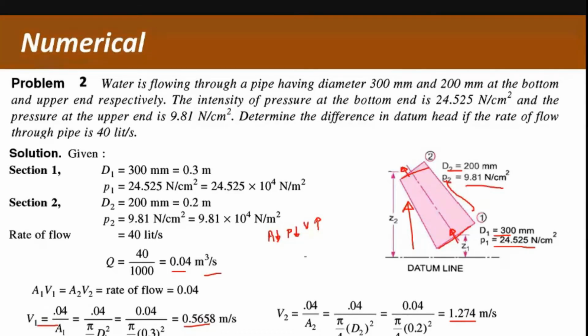So whenever the area reduces, pressure reduces, and whenever the area reduces, velocity increases. Okay, you can do this experiment at home simply.